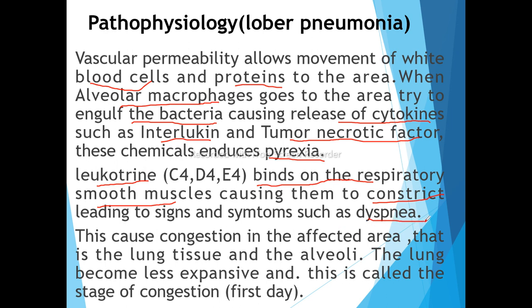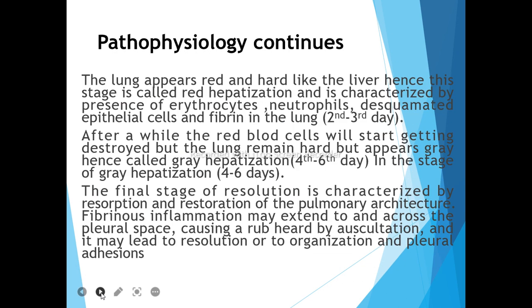Okay. Now, lobar pneumonia is divided into 4 stages. So we have the first stage, which is called the stage of congestion. So this occurs on the first day. So under the stage of congestion, because we have a lot of fluids that will go to the affected area, there will be congestion within this affected area. That's why it is called a stage of congestion.